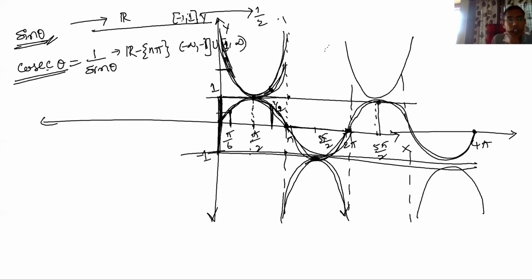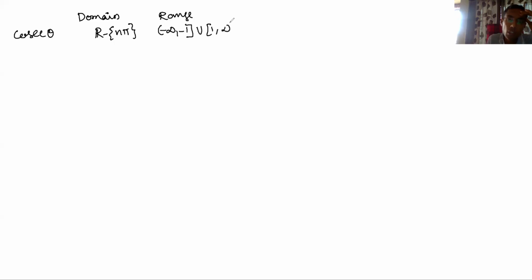So overall, what I can say is, cosecant theta, what is the domain? Domain is all real numbers, but not n pi. What is the range? Range is minus infinity to minus 1, union 1 to infinity. Okay, because it's opposite to sine theta.